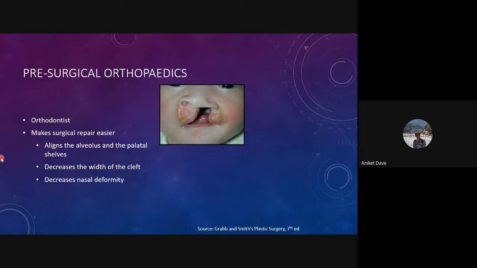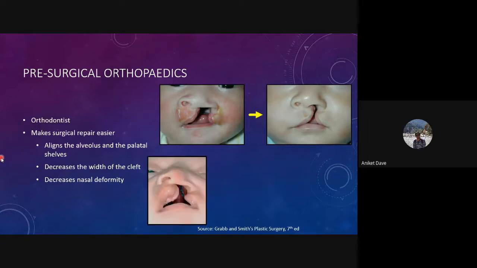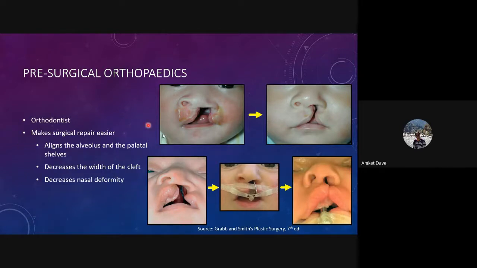If you see this child with a wide cleft of the lip, now with pre-surgical orthopedics, they are able to decrease the deformity significantly, and this makes the job of the surgeon much easier and results in much better outcomes. And similarly, another case with a wide cleft of the lip, which has been treated by a device called the nasoalveolar molding device. And this is the result which is obtained even before the surgery is performed. So as you can see, the lip and the alveolar arches are aligned so nicely together that it makes the surgery much easier and without any tension.